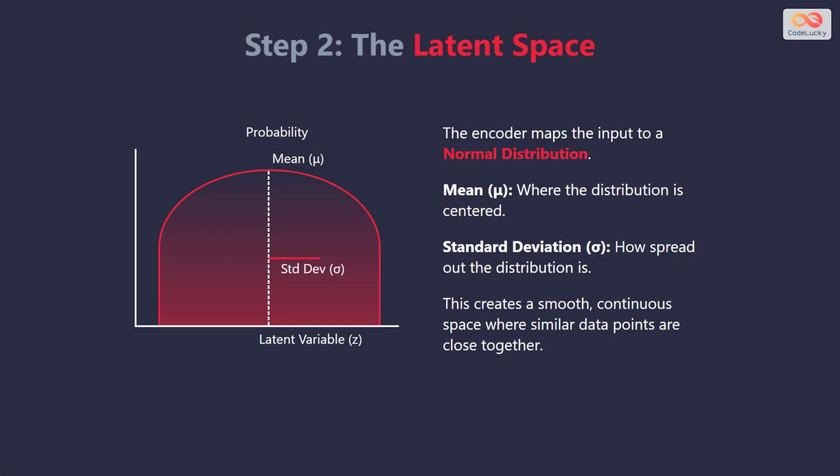This output creates what we call the latent space. Instead of a discrete point, our input is now represented as a normal distribution, defined by the mean and standard deviation we just calculated. This essentially teaches the model that the input is not just a single strict value, but a region of possible values. This fuzziness is exactly what allows for creativity in the model.